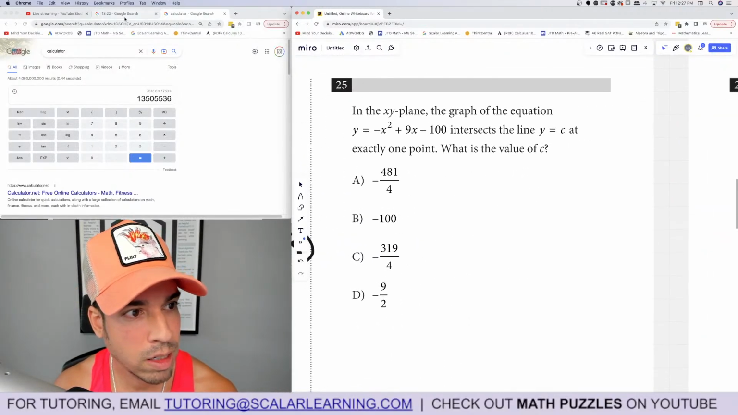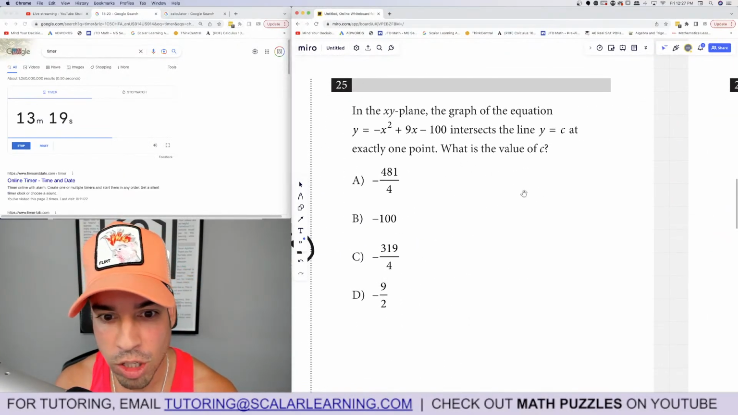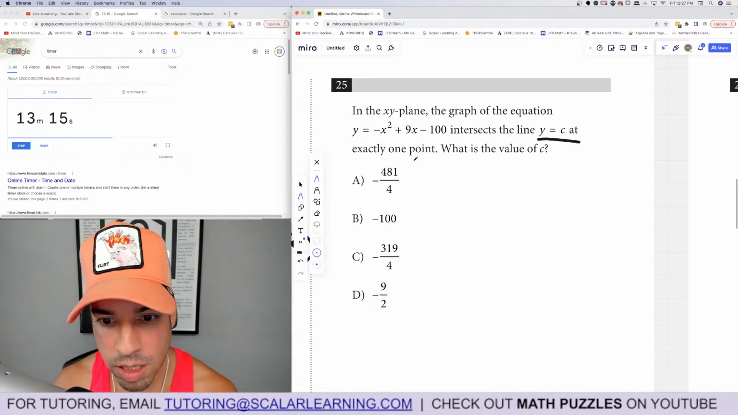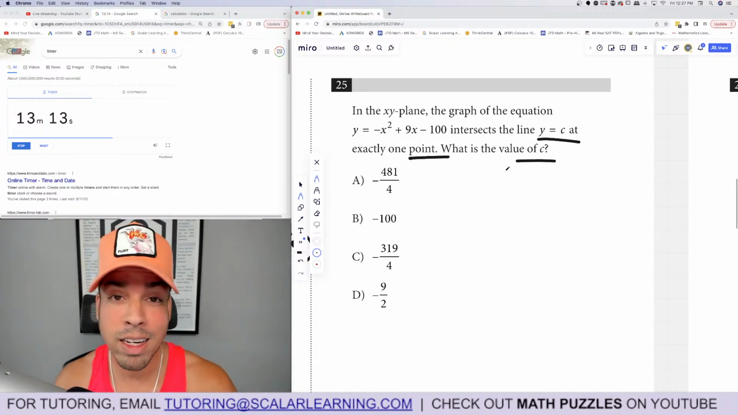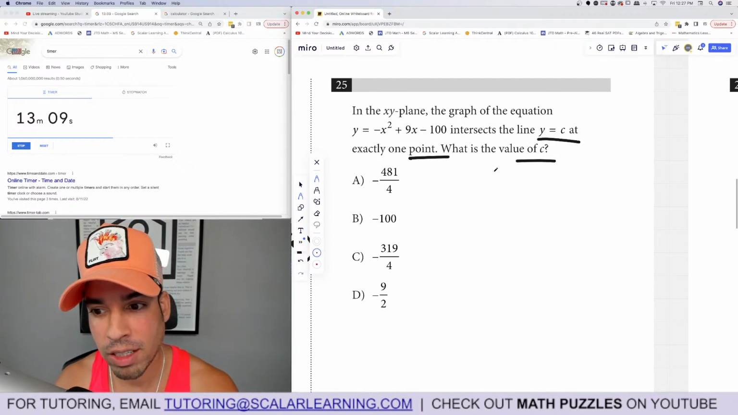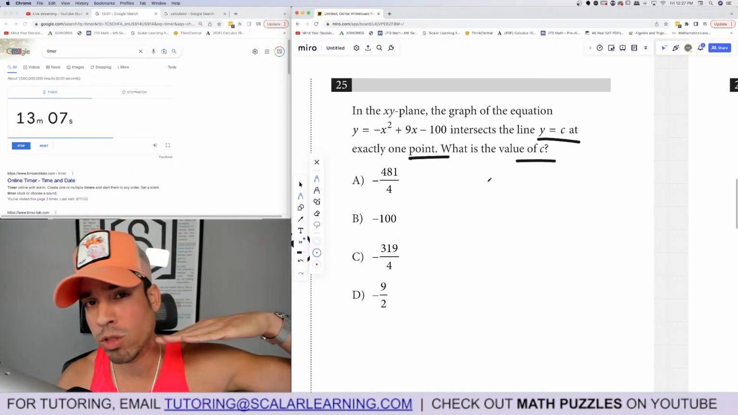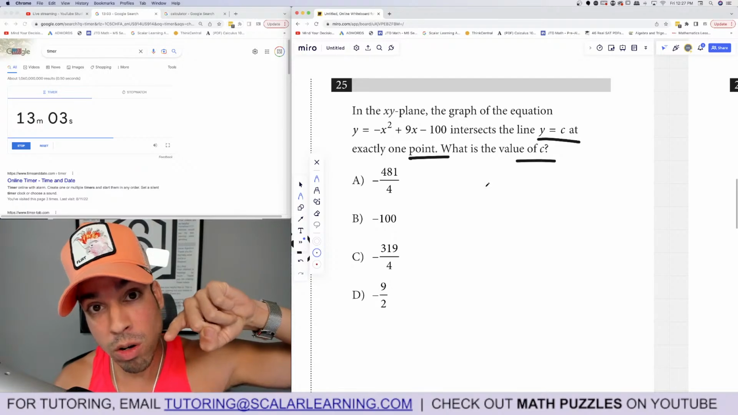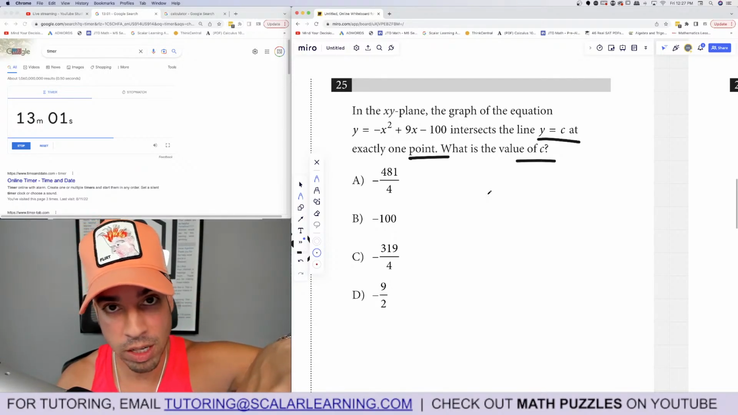In the xy plane, the graph of the equation intersects the line y equals c at exactly 1 point. What is the value of c? I can already tell you that if it's going to intersect it once and it's a horizontal line, we're talking about intersecting it at the vertex. So what I want to know is what's the y value of this vertex.